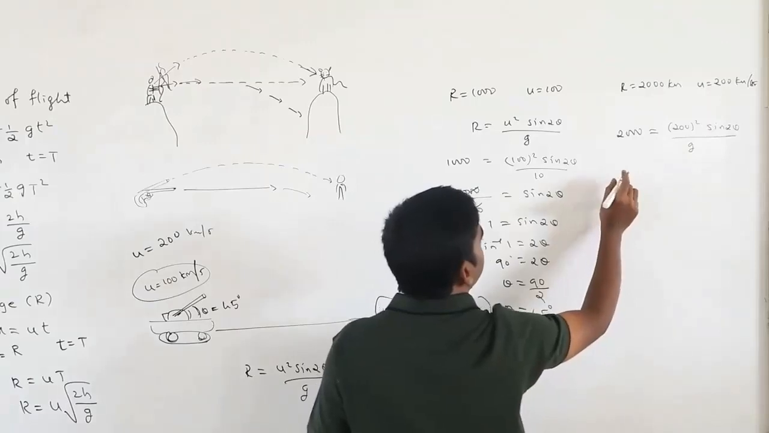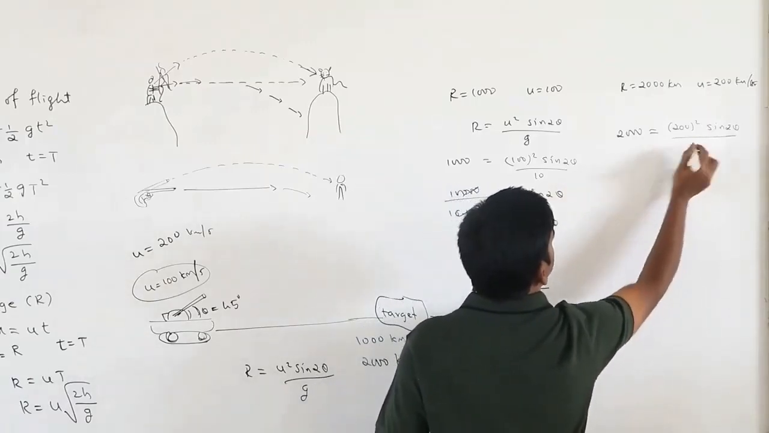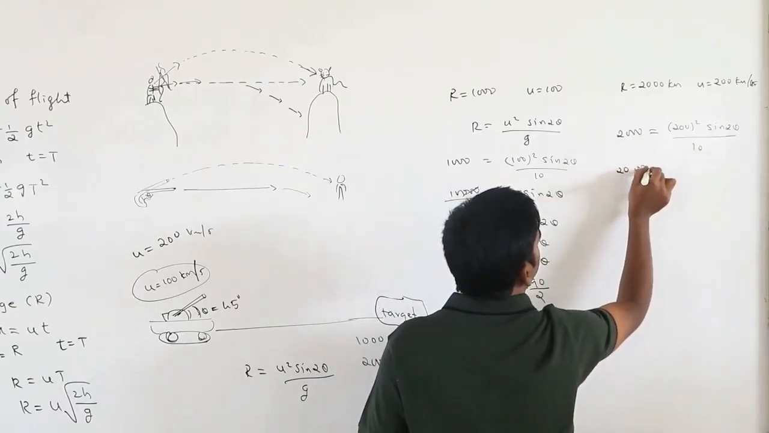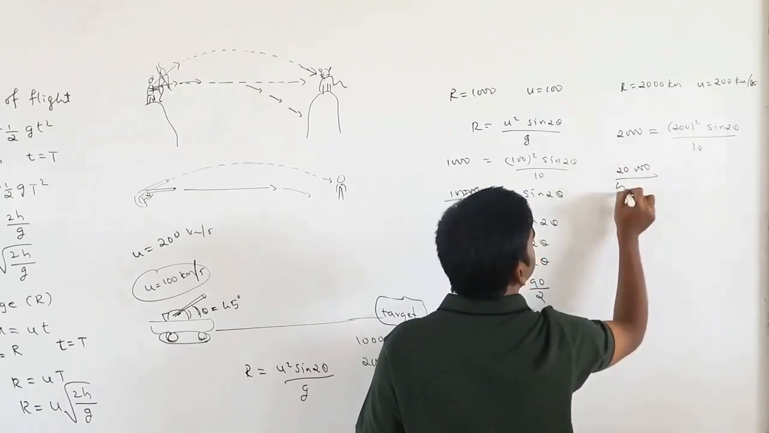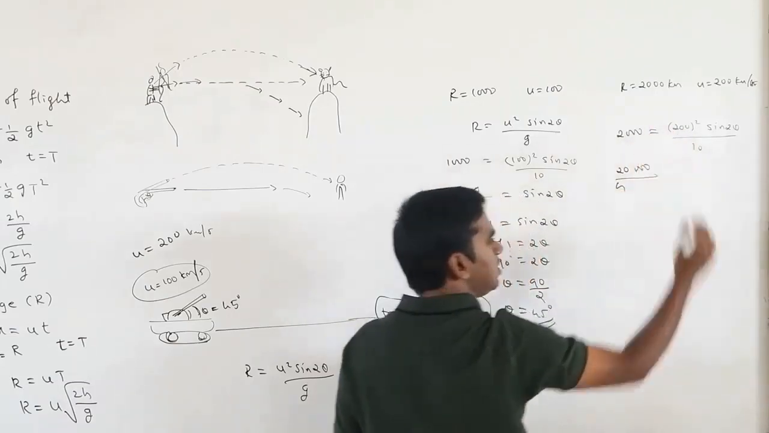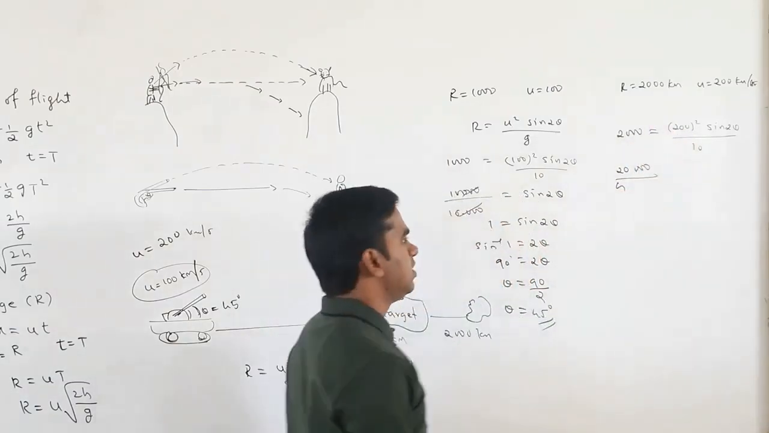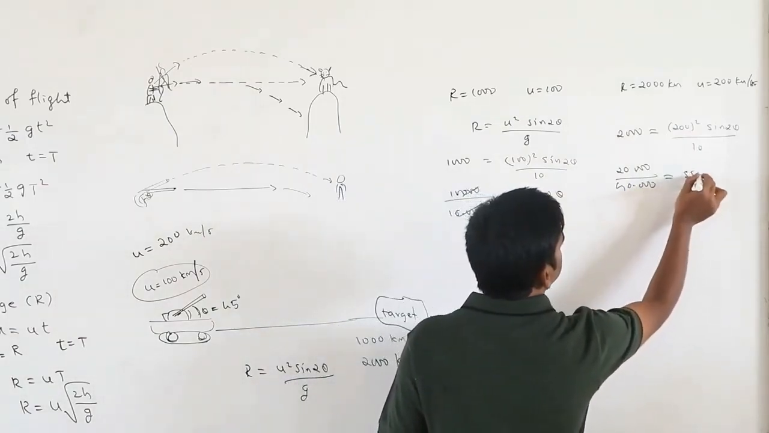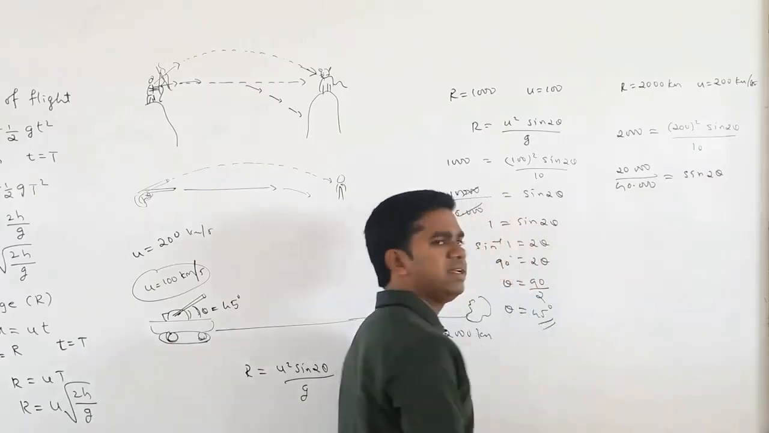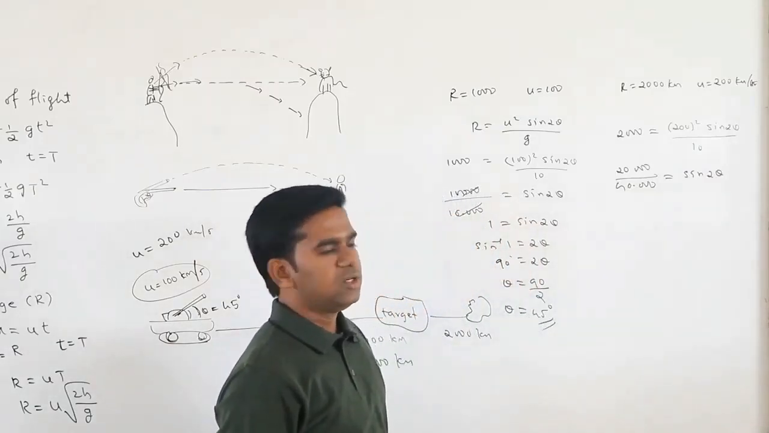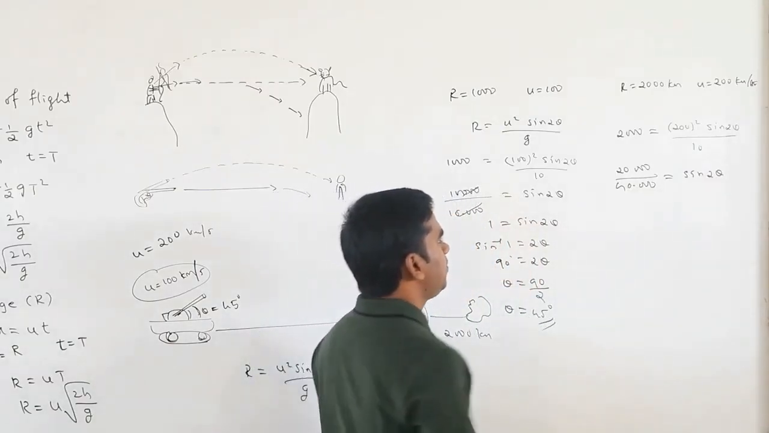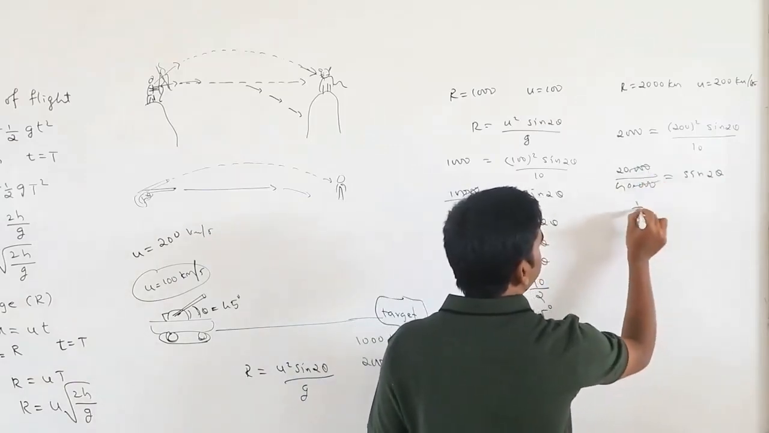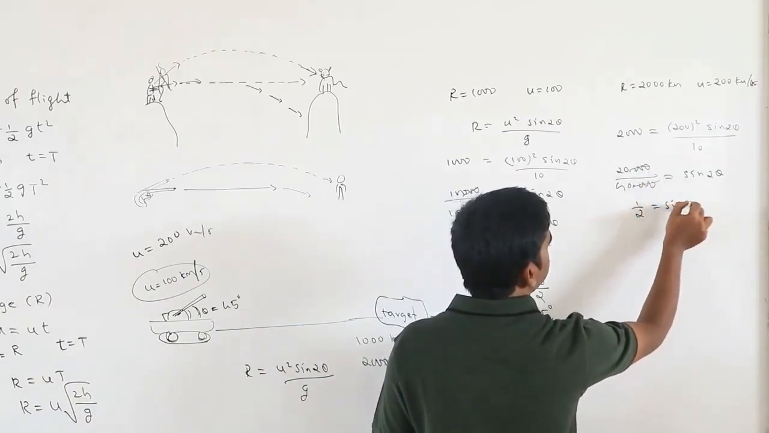So again what will happen? G is 10, so this will become 20,000 divided by 2 square is 4. Again 100 square is 10,000. So this will become again 40,000 equals sine of 2 theta. So now this will go, and this will become 1 by 2 equals sine 2 theta.